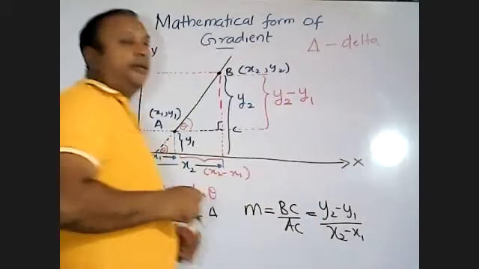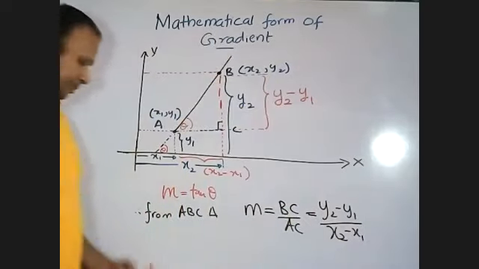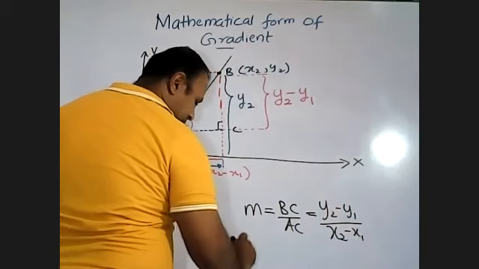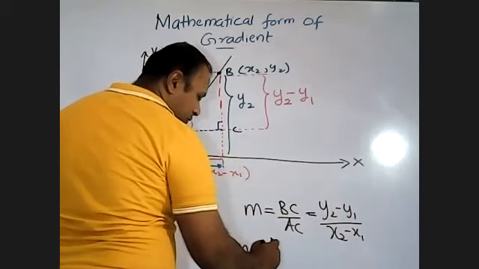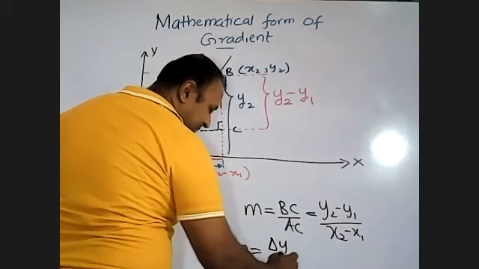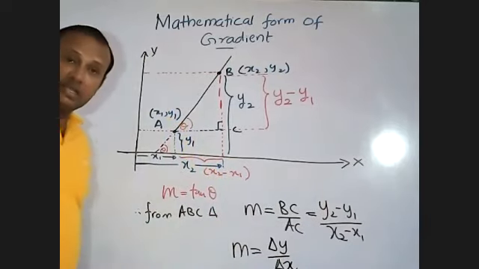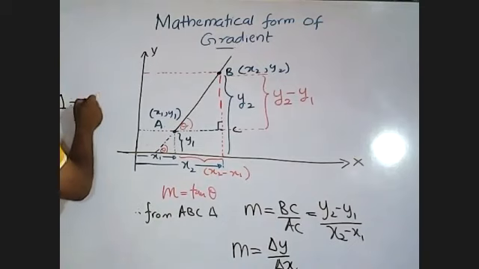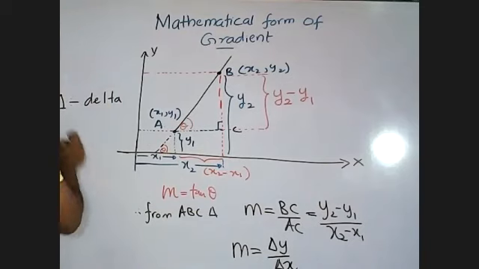That is used to represent a difference. Therefore, I can write this one. M is equal to difference in y value over difference in x value. Delta means difference, or delta is the name of this symbol. This is used to represent the difference.